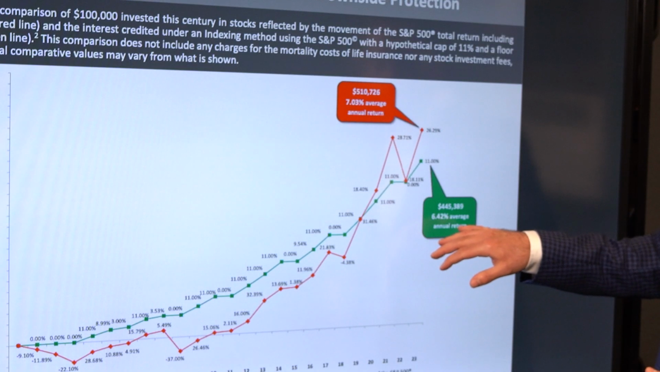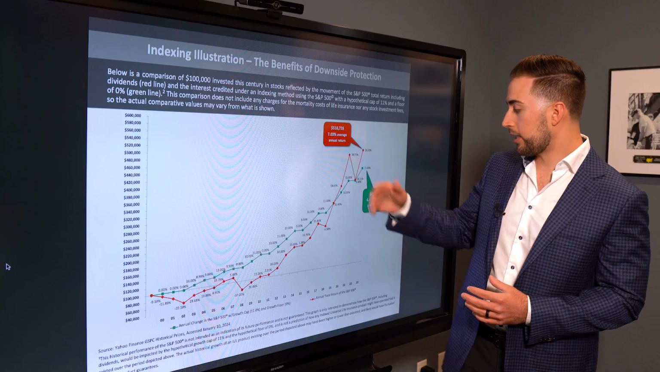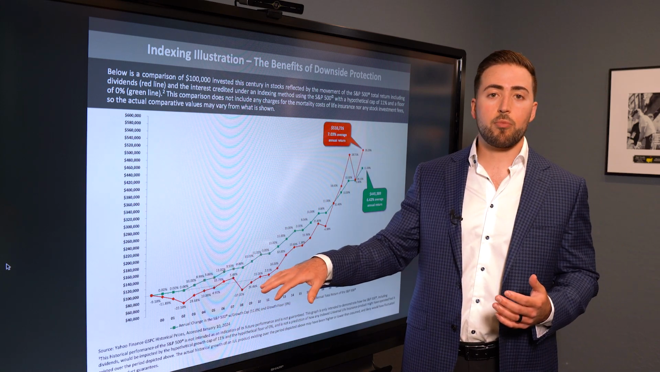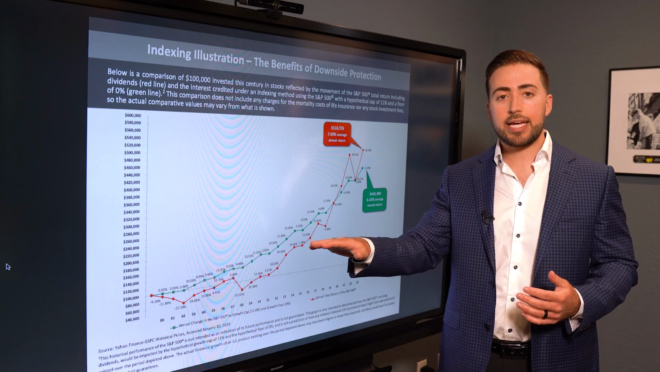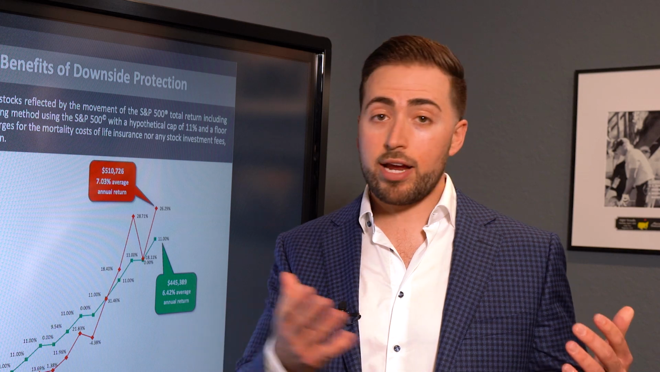And with that being said, we're looking at about a 6.42% average annual return. Obviously, the stock market gives you a little bit more over time, but again, the volatility of the market is completely taken out of the equation with a product like a fixed index annuity. And it may be right for part of your money.